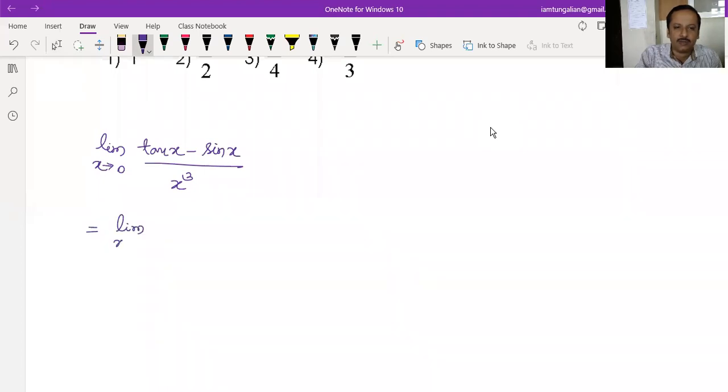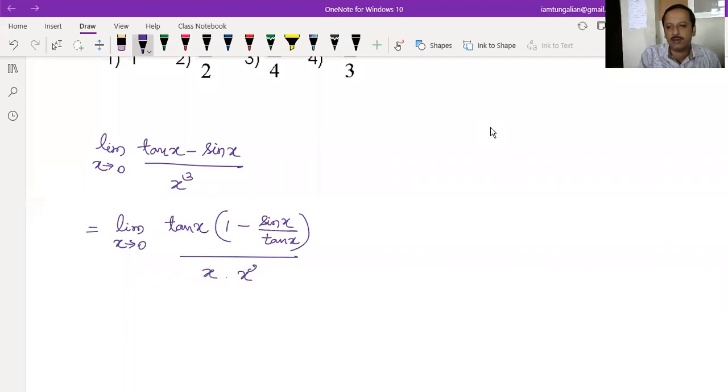take tan x as common from this. So if I take tan x common, here 1 will remain. Here sin x by tan x will remain, divided by x cube. That x cube I'll write as x into x square. The reason I want to write it as x into x square is that I see one tan x here, and this tan x by x, I can write as 1 as x approaches 0. So in the next step, I need not write this term at all. Then limit extends to 0.